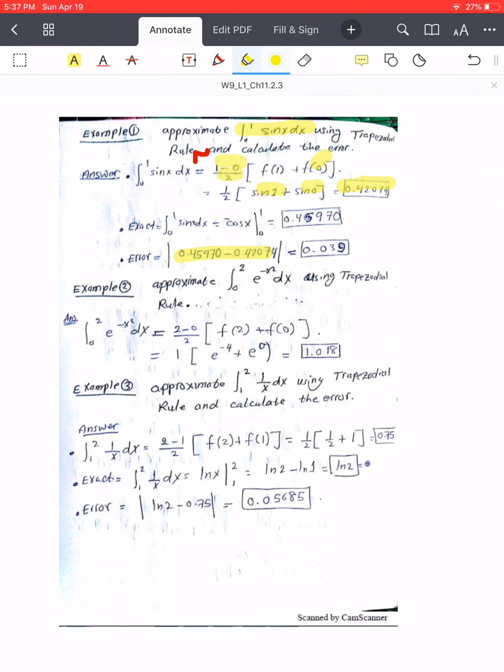Now, if you want to do another example, like e to the minus x squared dx, we'll do the same things again. F at this point and at this point, f of 2, f of 0, and here 2 minus 0 divided by 2.